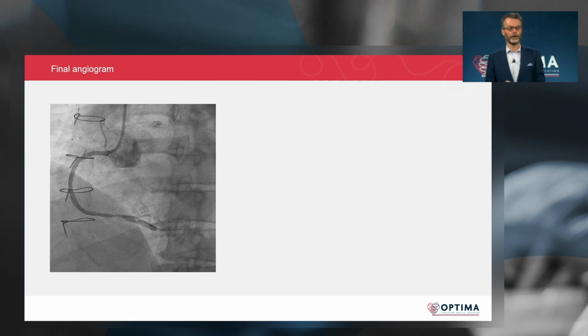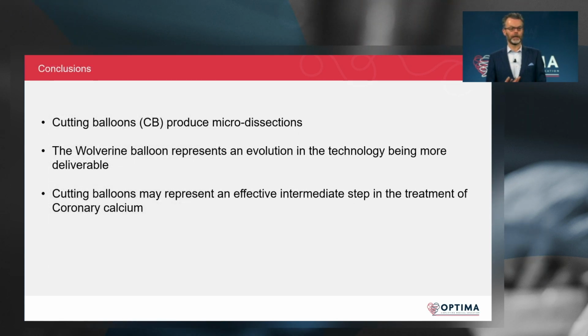So what can we conclude? Well, firstly, cutting balloons work by producing microdissections. The Wolverine cutting balloon is definitely an evolution in the technology. Its main advantage over its predecessor is that it's more deliverable. And we can also conclude that cutting balloons may represent an effective intermediate step, in other words, following conventional balloon failure in the treatment of coronary calcium.